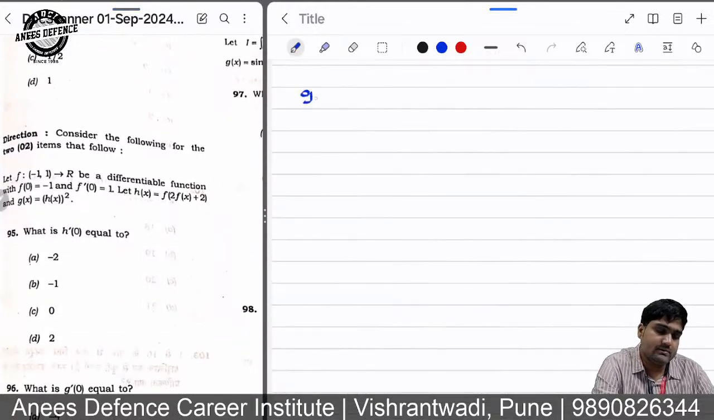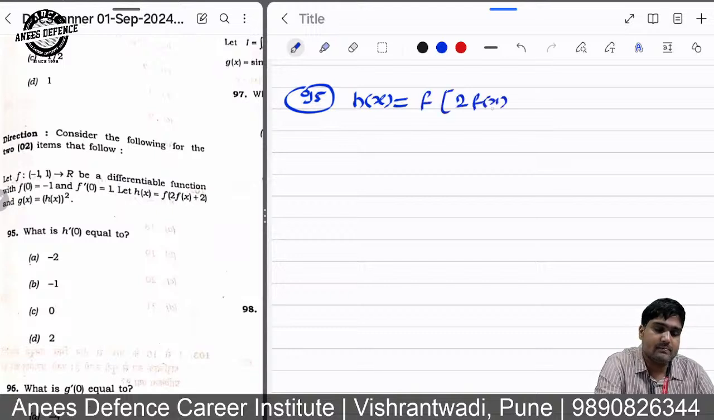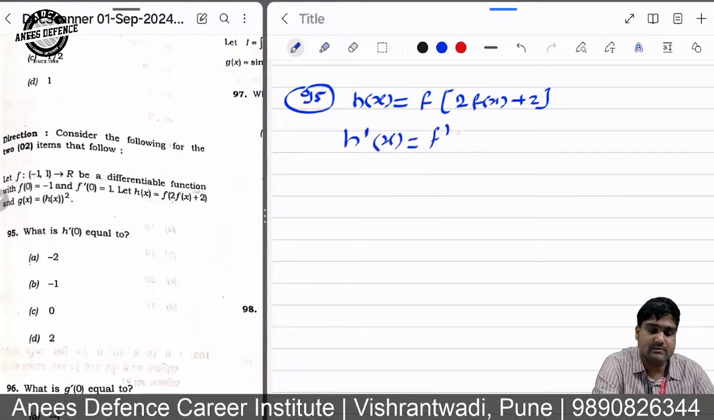So in question 95, we need to calculate h dash 0. So first find h dash x. h of x is given as f of 2 times f of x plus 2. For h dash x, use the chain rule. First find the differentiation of f, which is f dash of 2 f of x plus 2. Now the differentiation of the argument part is 2 times f dash x.